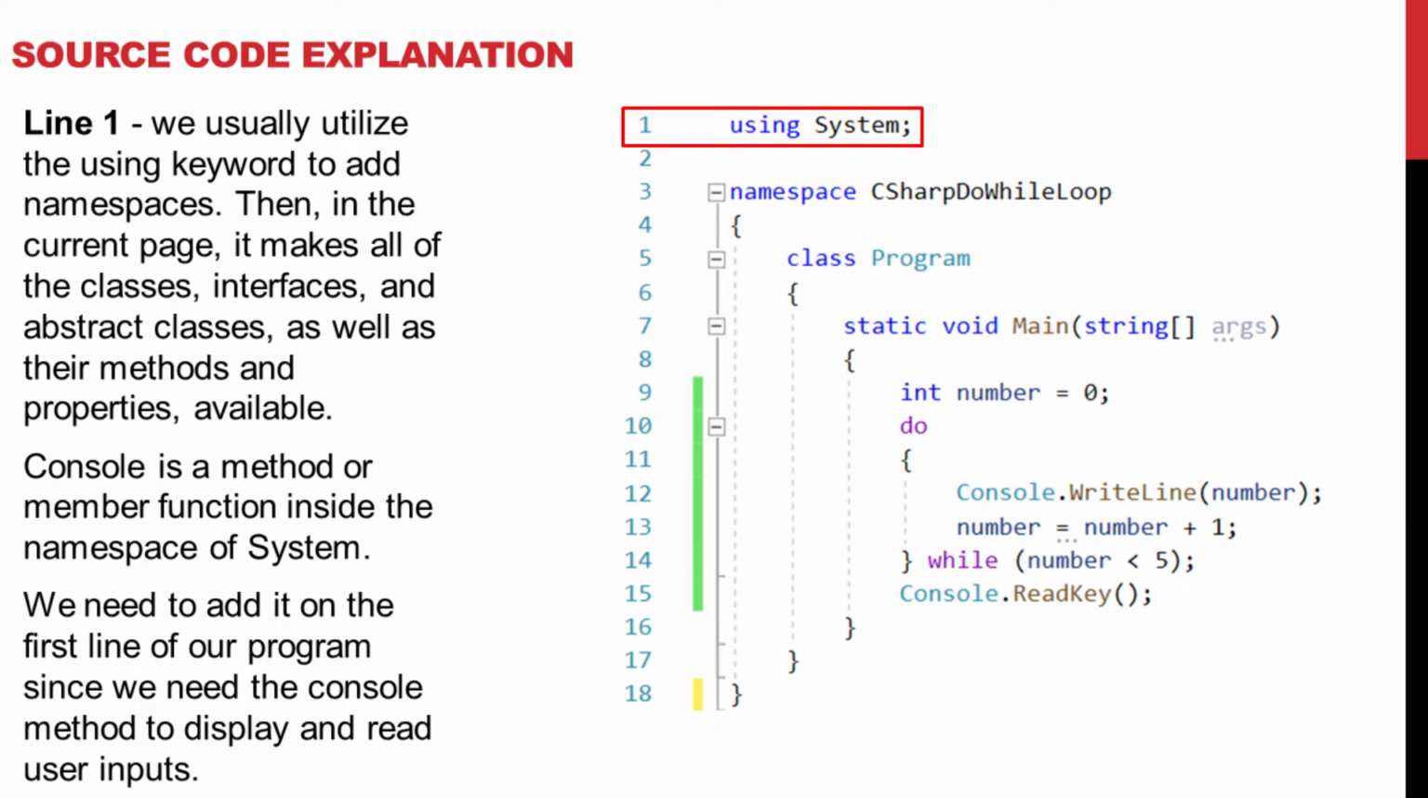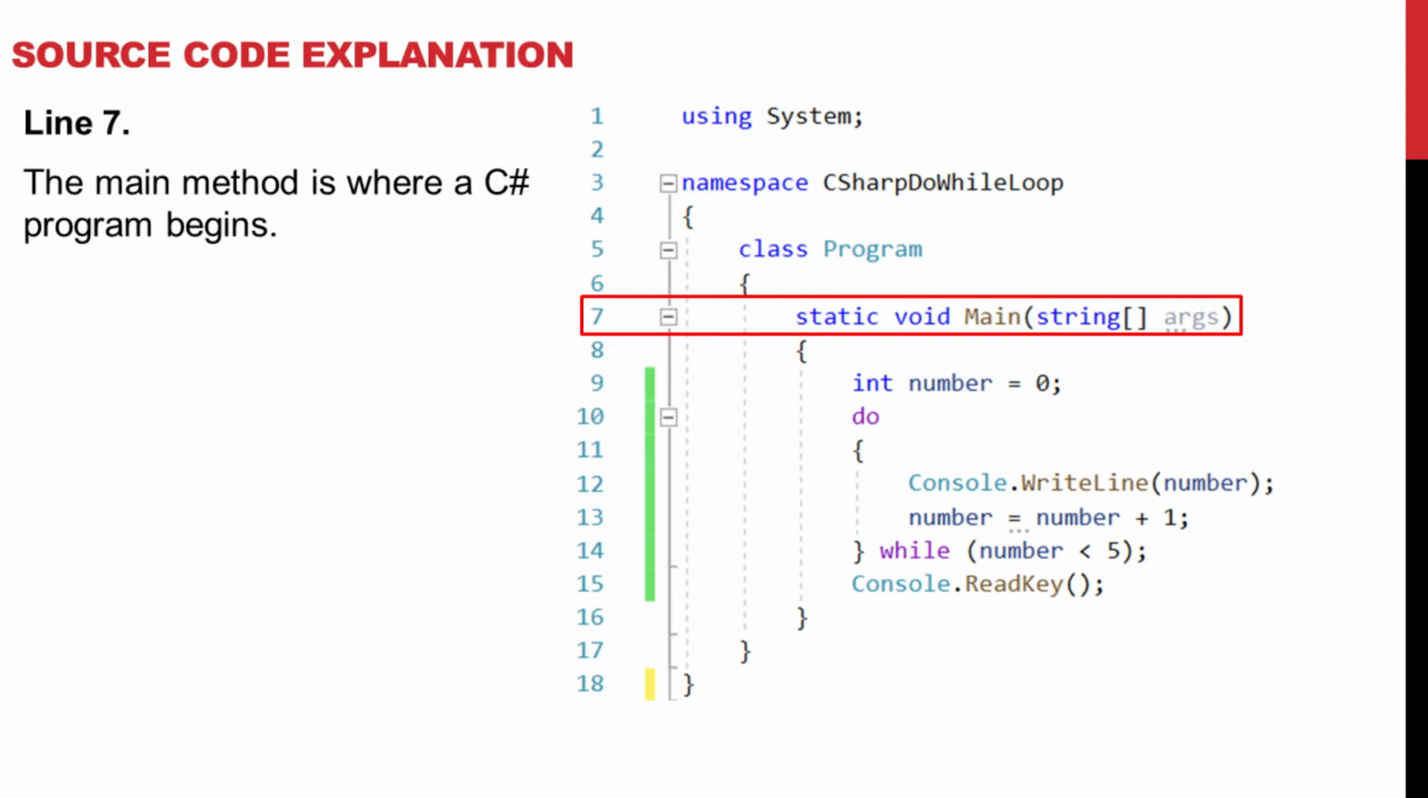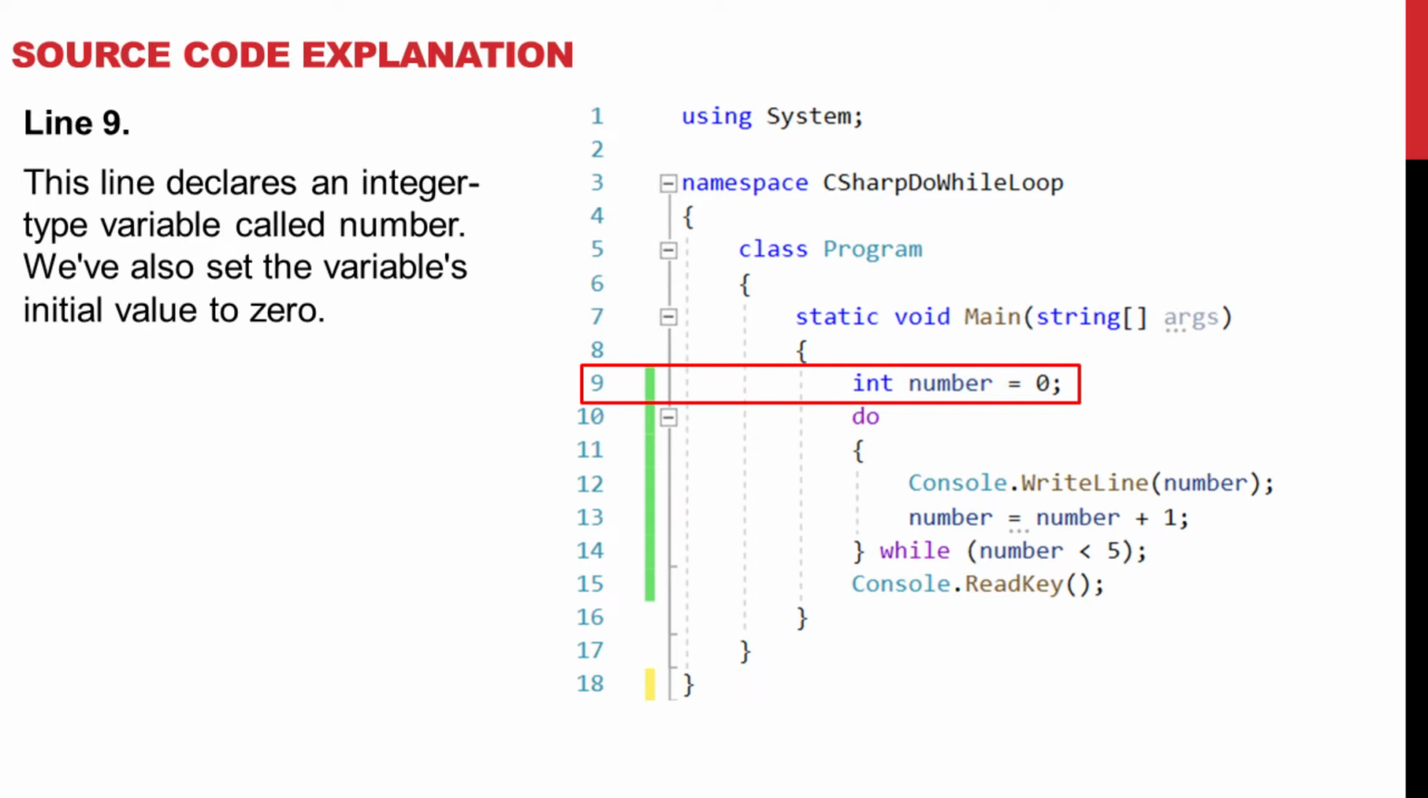Line 1. We usually utilize the using keyword to add namespaces. Then, in the current page, it makes all of the classes, interfaces, and abstract classes, as well as their methods and properties, available. Line 3. This line indicates the name of the program, which is C# do-while loop. Line 7. The main method is where a C# program begins. Line 9. This line declares an integer type variable called number. We've also set the variable's initial value to 0.